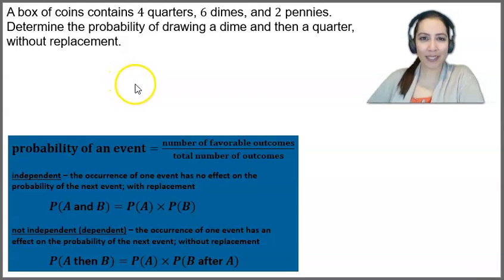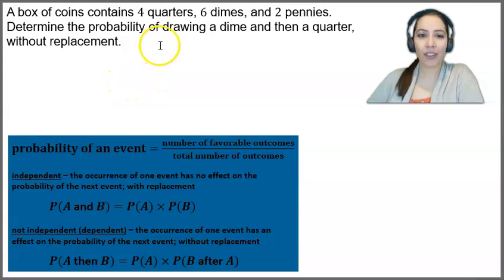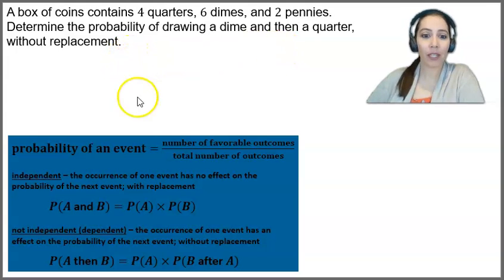Now that we have Chloe's tips and tricks, let's go ahead and find the probability of drawing a dime and then a quarter without replacement. Because this one is without replacement, it means that these two events are not independent. They are dependent on each other. The occurrence of one event does have an effect on the probability of the next event.